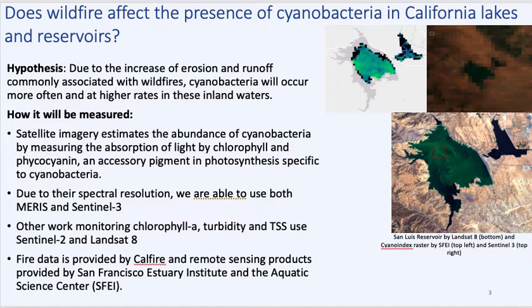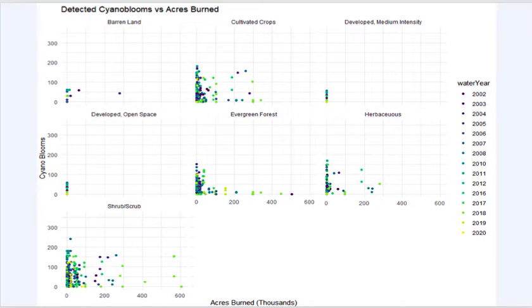Fire information such as frequency and area were provided by CAL FIRE, while the Level 4 Remote Sensing Cyano Index rasters were from the San Francisco Estuary Institute and Aquatic Science Center, also known as SFEI. This graph shows the number of blooms per lake found for each year versus the thousands of acres burned, where the darkest points are the earlier study years and the brightest, shown in yellow, are the most recent water years. Each graph separates the land cover class of the watershed each lake resides in.